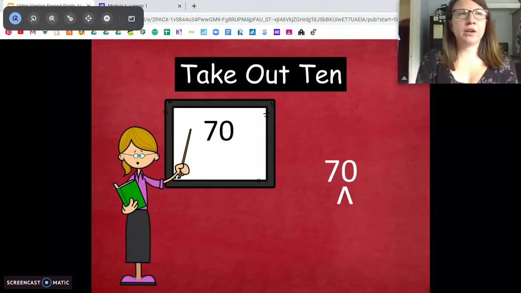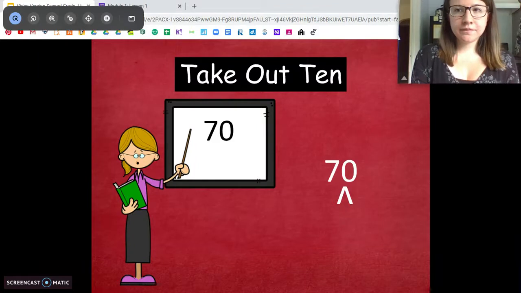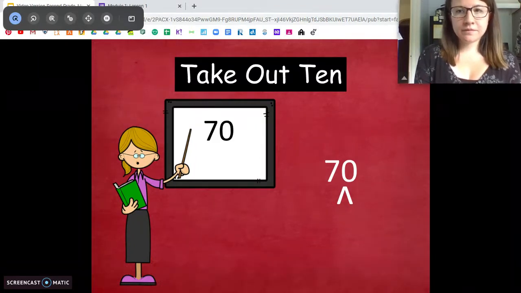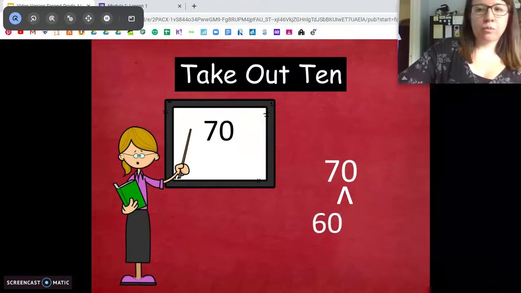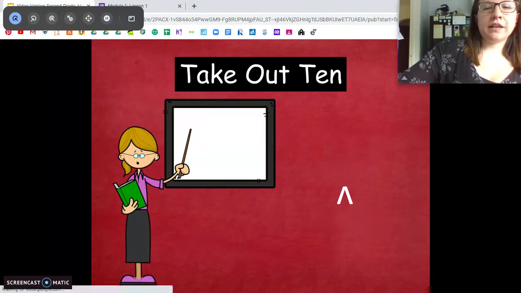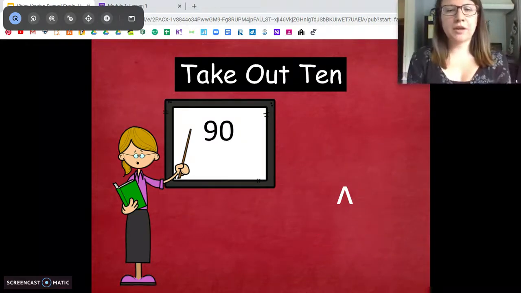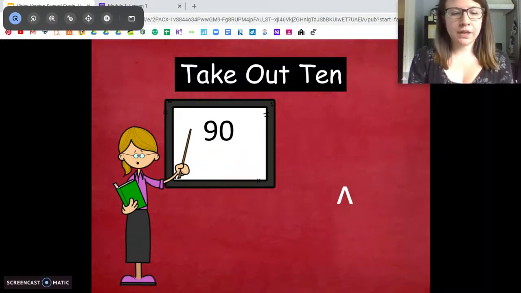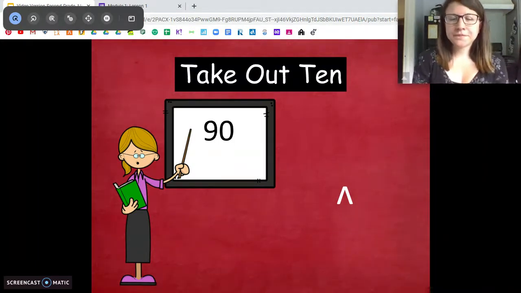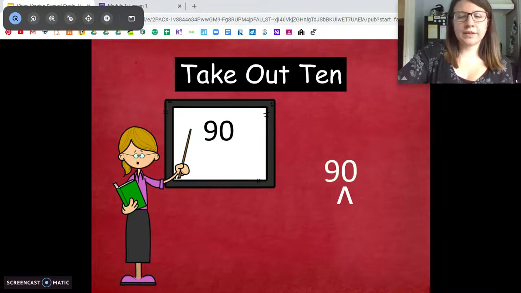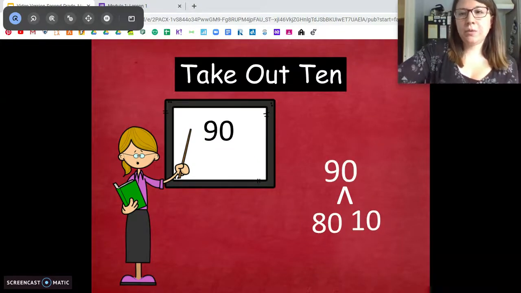Whole is 70. What are your two parts? Pause the video. Finish your number bond. Good. One part is 10. The other part is 60. Your whole is 90. Pause the video. Take out 10 in your number bond. What's the other part going to be? Whole is 90. One of your parts is 80. One of your parts is 10.